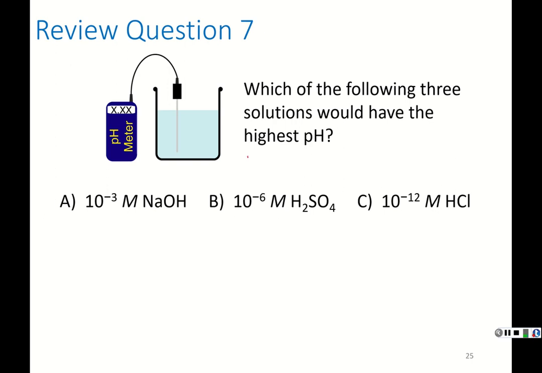So what does high pH mean? High pH means basic. Acids give lower pHs. In this case, we only have one base, and that's NaOH. So the solution of NaOH is going to have the highest pH.